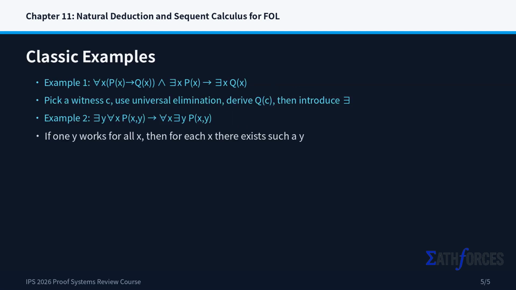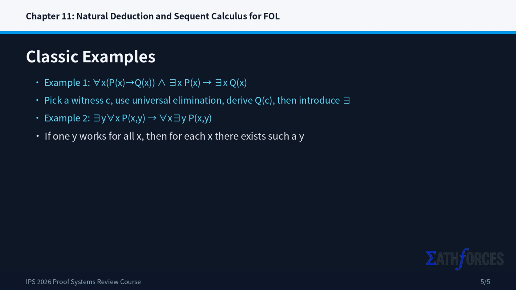Consider: for all x, P of x implies Q of x, and there exists x such that P of x, together imply there exists x such that Q of x. From the existential premise, pick a witness c with P of c. From the universal premise, instantiate to get P of c implies Q of c. Then derive Q of c and introduce there exists x such that Q of x.